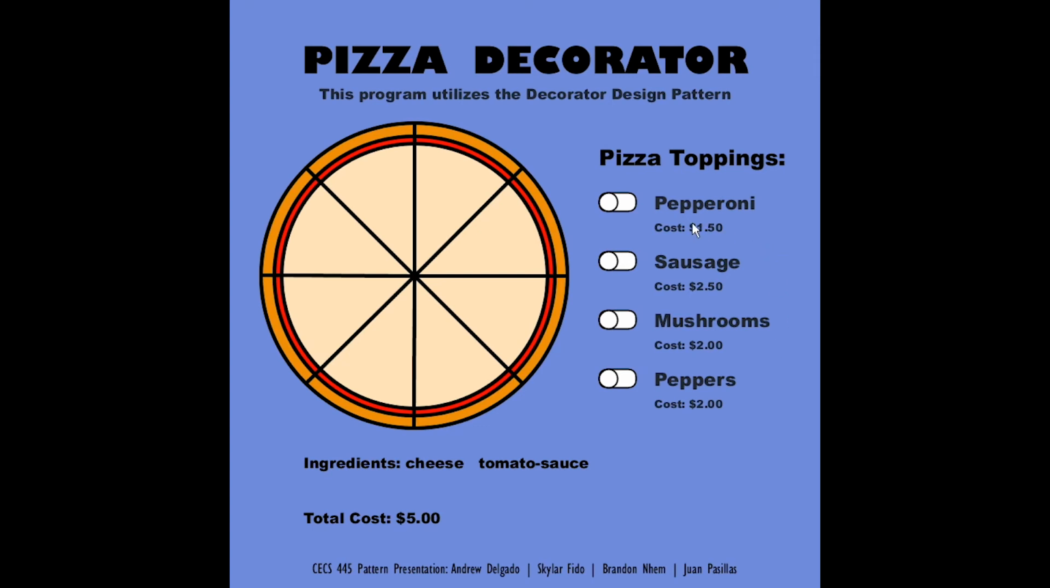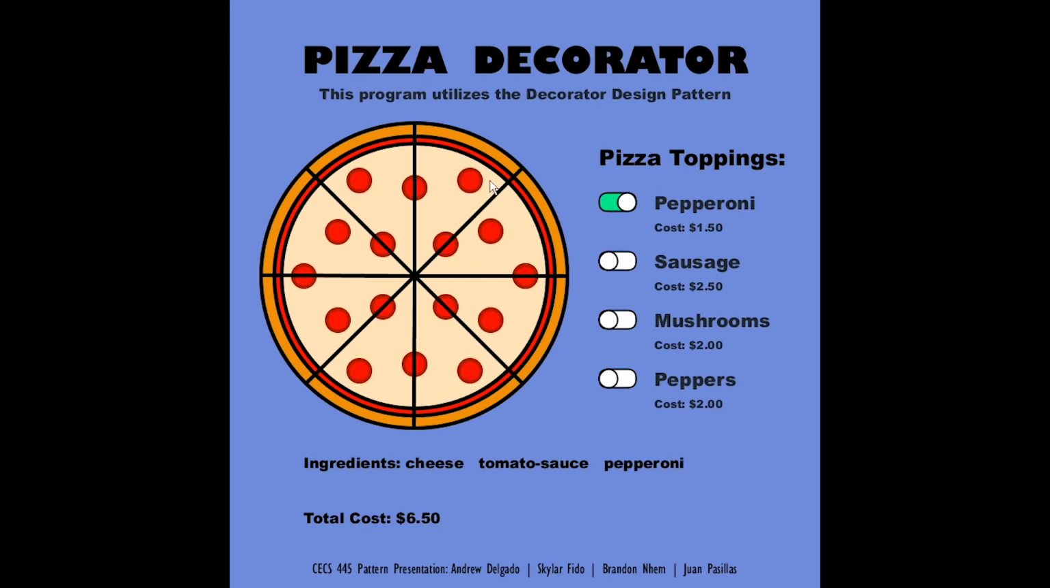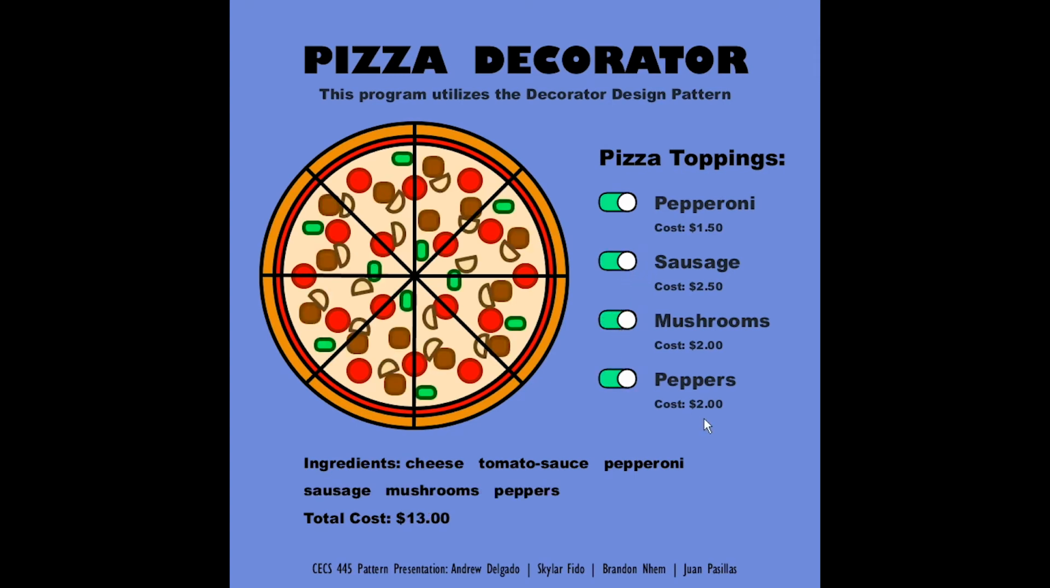So let's add my favorite topping, pepperoni, as an example, to the pizza. Right here you can see the pepperoni was added to the pizza and to the ingredients list, and the $1.50 was added to the total cost. So let's just keep going. Let's add sausage, mushrooms, and peppers. Now we can see the pizza is completely loaded with all the toppings, all the ingredients were added to the list, and the total cost was updated to accommodate each and every topping that was added.